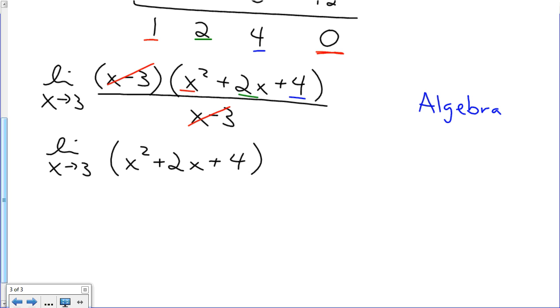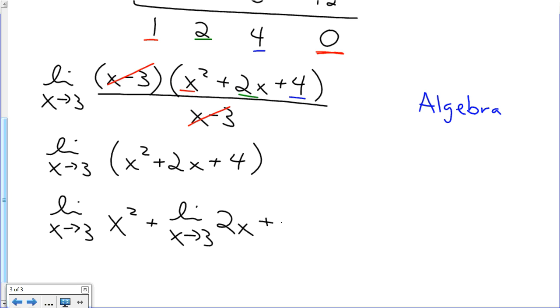All right, so now let's use some of our properties. I see I have the limit of the sum of 3 terms, x squared, a 2x, and a 4. Well, I have a sum property that tells me how to rewrite that. So I'm going to rewrite this as the limit as x goes to 3 of the following. Our property was the limit of a sum is equal to the sum of the limits. So it's the limit as x goes to 3 of x squared plus the limit as x goes to 3 of 2x plus the limit as x goes to 3 of just 4.